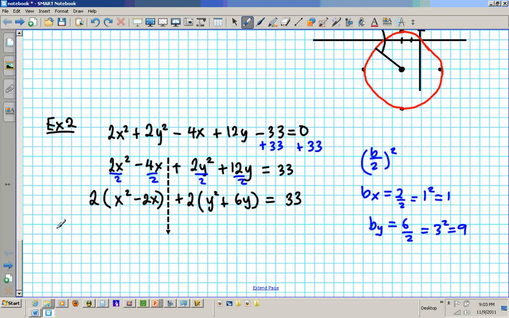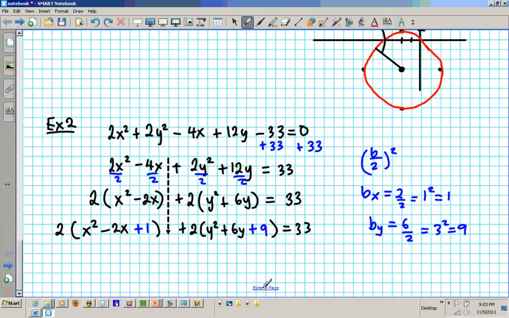Okay? So we're going to have 2 times x squared minus 2x plus 1. That's the number that completes the square in the x world. And then in the y world, you have 2 times y squared plus 6y plus 9. That number completes the square in the y world. Equals 33.